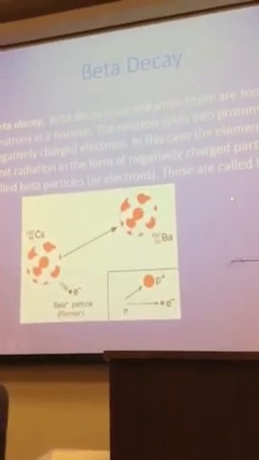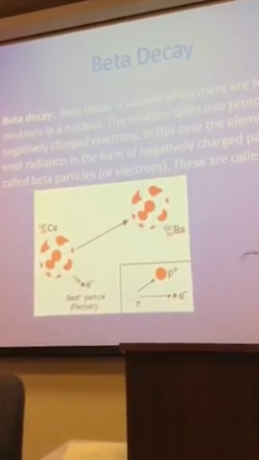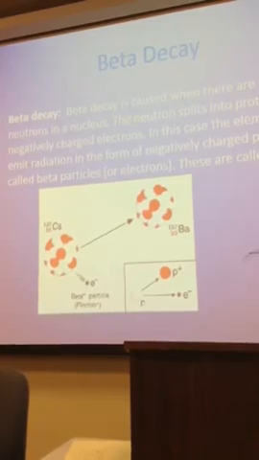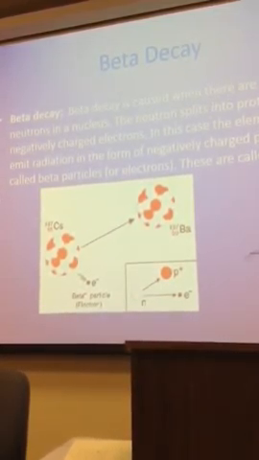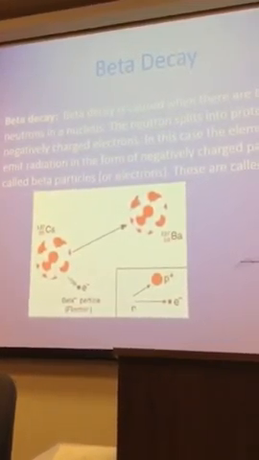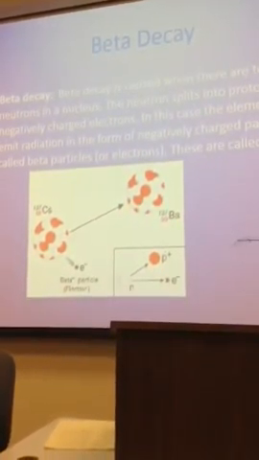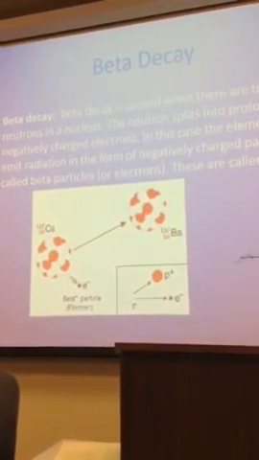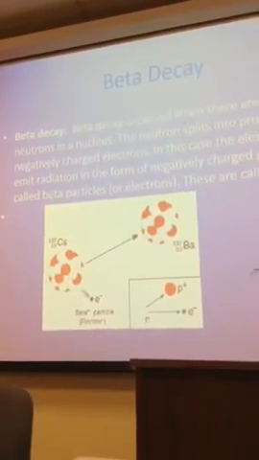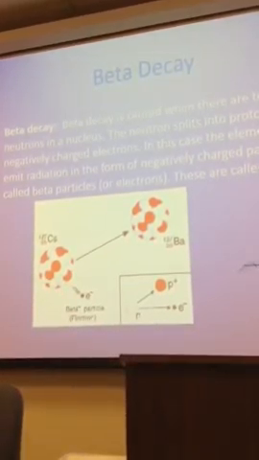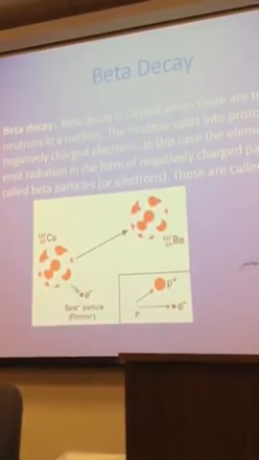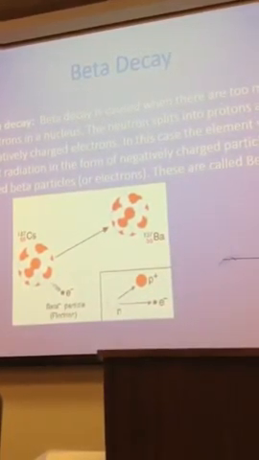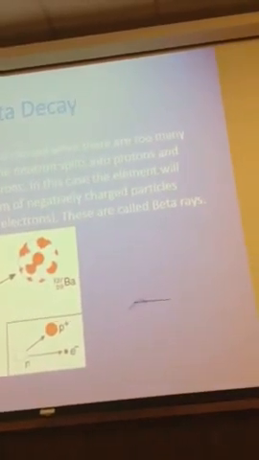Then we have the beta decay. The beta decay is caused when there are too many neutrons in the nucleus. The neutron splits into a proton and a negatively charged electron. In this case, the element will emit radiation in the form of negatively charged particles called beta particles, or electrons, and these are called beta rays. So you can see over here the neutron is splitting into the positively charged proton, and the negative electron is getting free. You can see it right at the bottom right hand side.